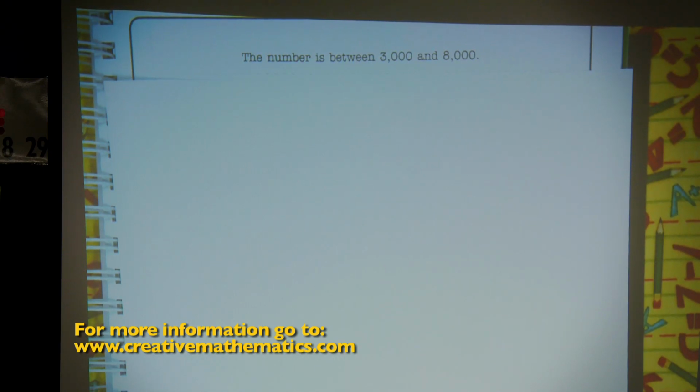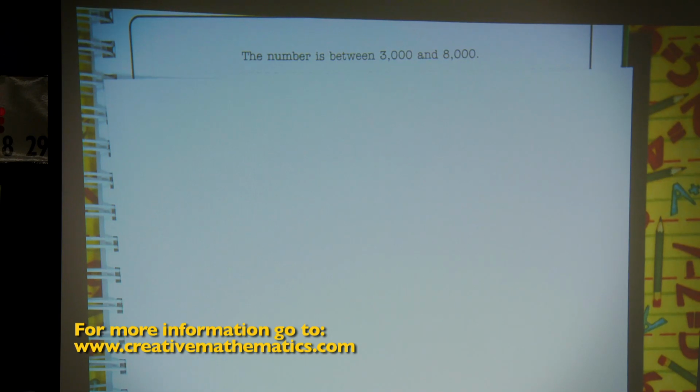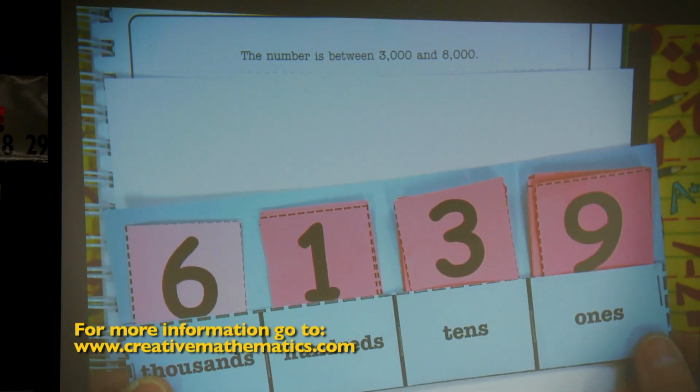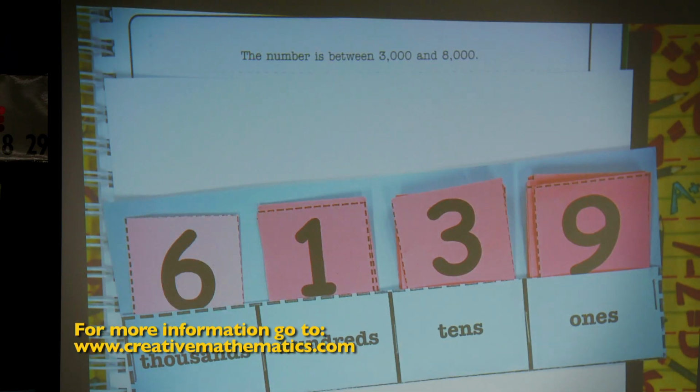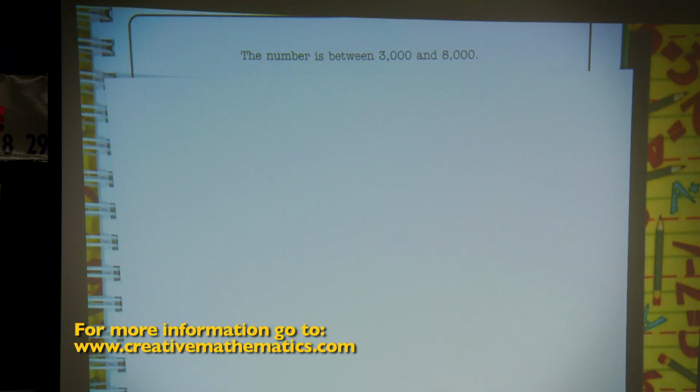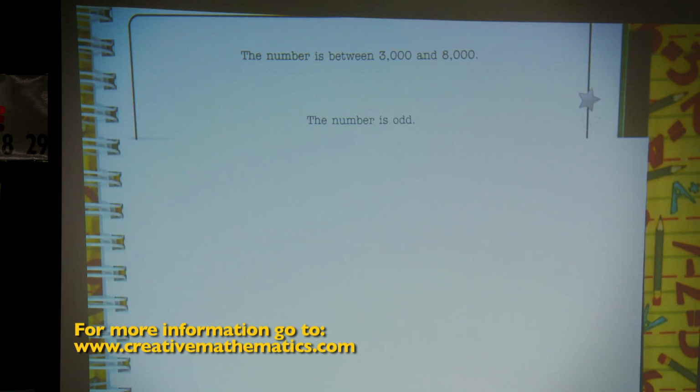I give the clue the number is between 3,000 and 8,000. They show me their number in their place value pocket. Now, if a child were building a number and they showed me this number, does that number fall within the range of 3,000 to 8,000? Yeah. So now I have a number to start with. What do I know about the number? Well, if it falls in that range, it has to be a 4-digit number. So let's work it and see what information we get from each clue.